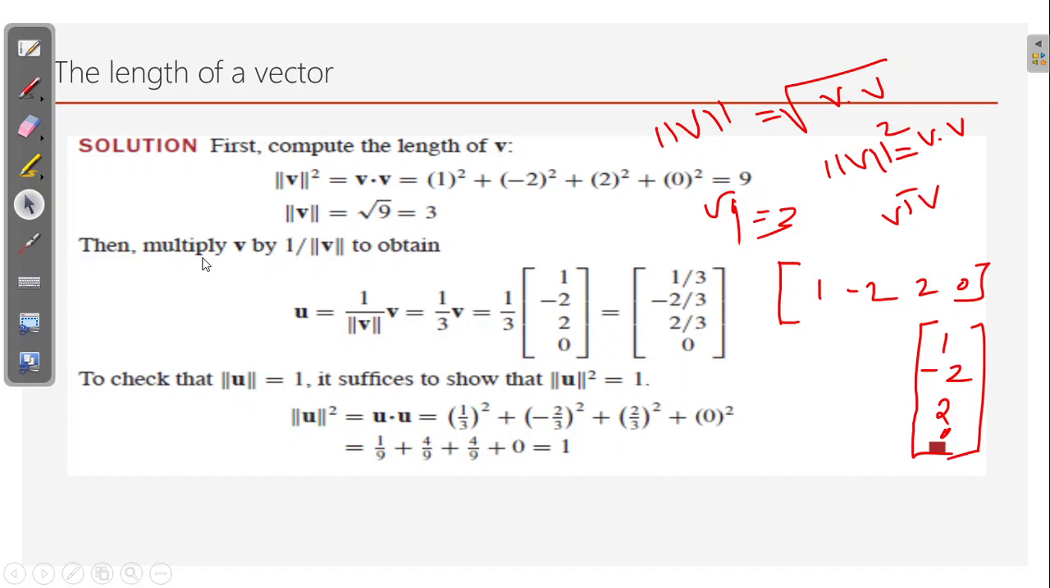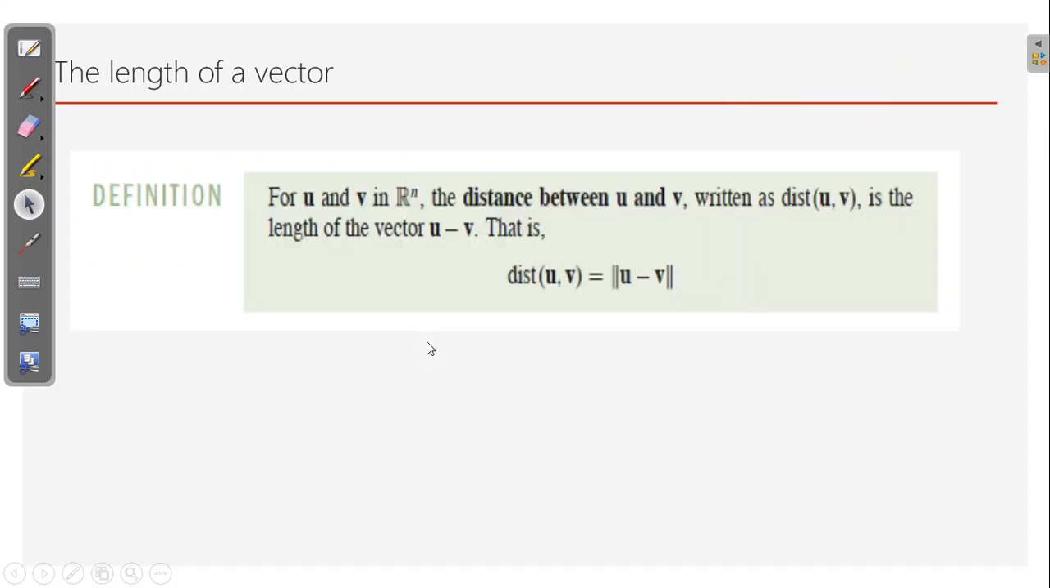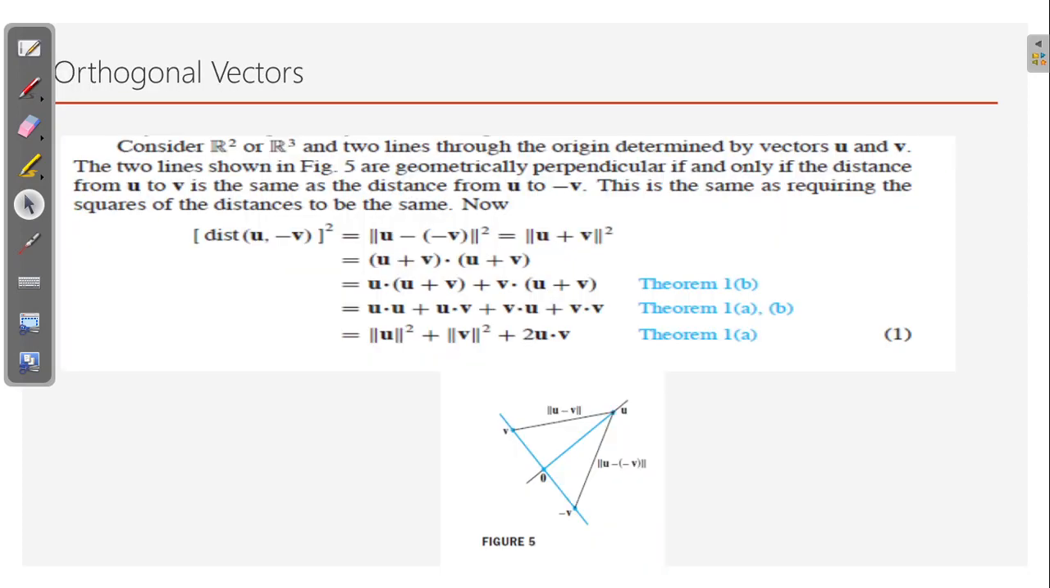Then multiply v by 1 by norm v. That means 1 by 3 is multiplied, so we get (1/3, -2/3, 2/3, 0), and this is our unit vector u. So this is our example. Hope you understood.